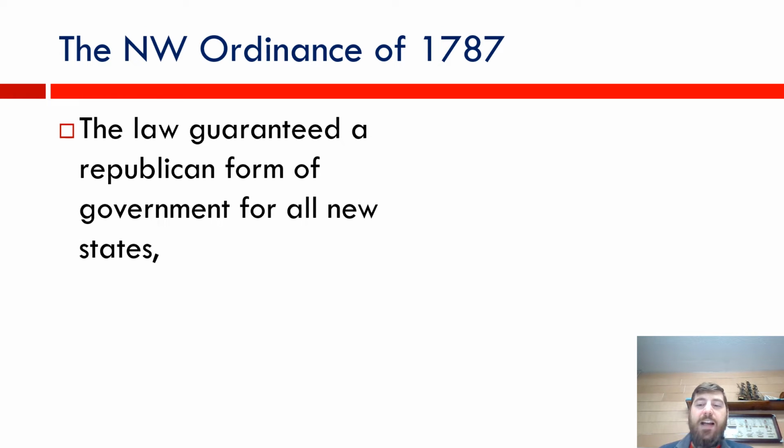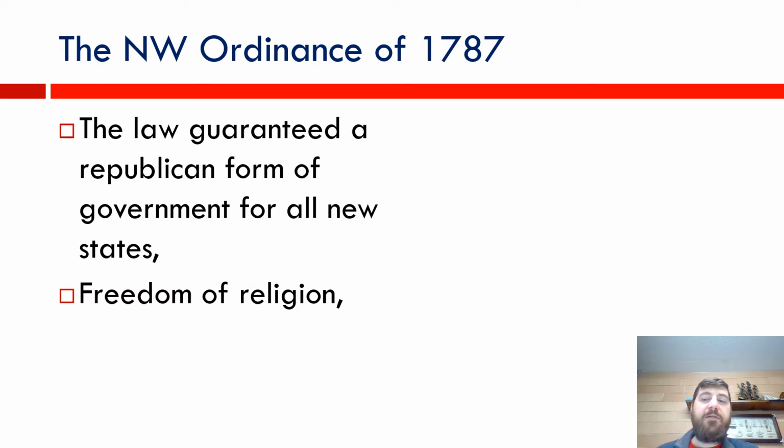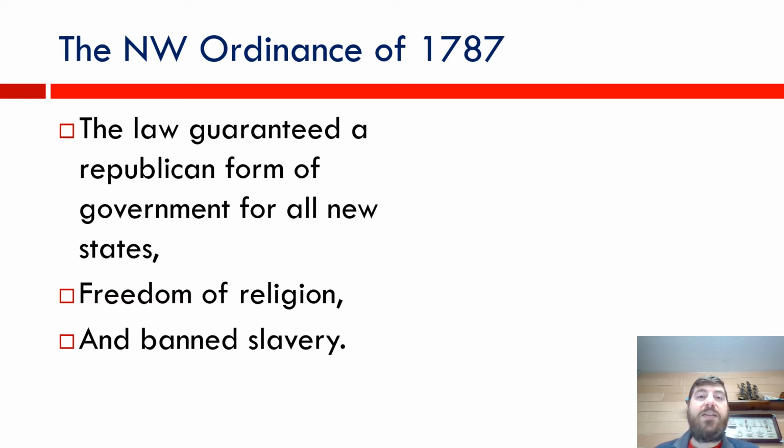This law guaranteed a couple things. First of all, every new state would have a Republican form of government. That just means that every state has to have the people vote on its leaders, and that's all it means. Your state government can be very different from the person next to you, but in every state, you have to vote for your governor, your representatives, your senators, those kinds of people. Every new state must have freedom of religion, and no new states are allowed to have slaves. That's very important. A lot of the founding fathers were against slavery.